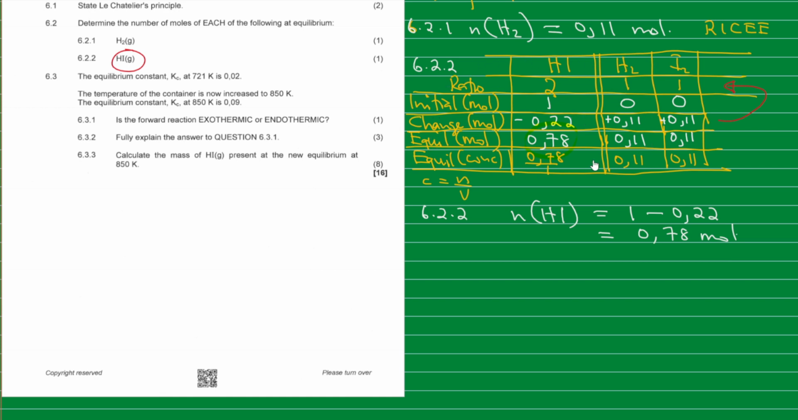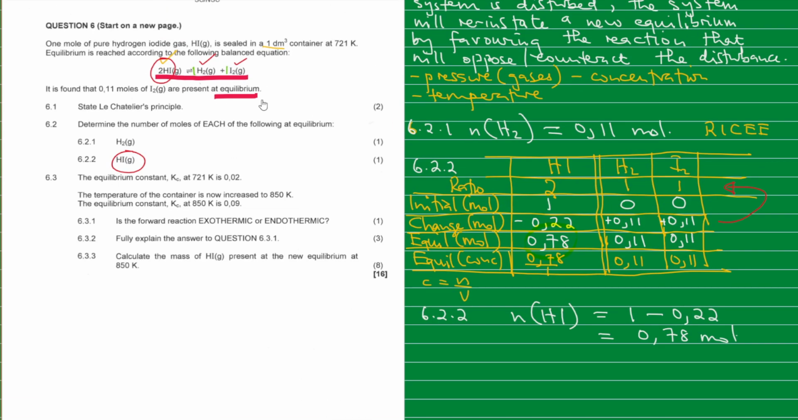You have to determine that if we formed 0.11 moles of iodine, according to the ratio here, how much did we use? So it means we use twice as much. So we used 0.22. So then we have to subtract that from 1 mole. And then we'll get the answer 0.78.